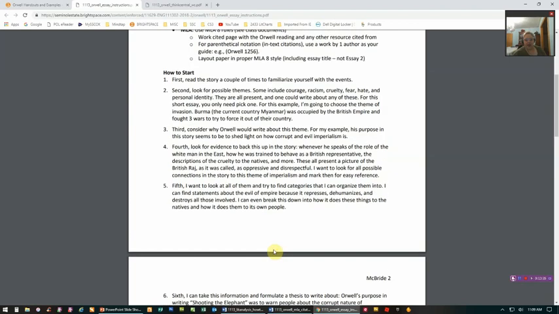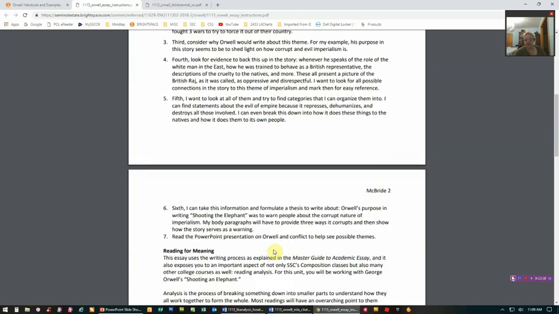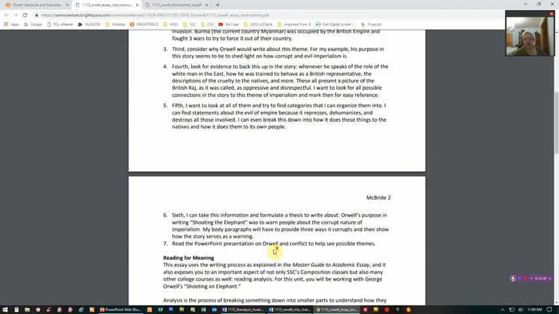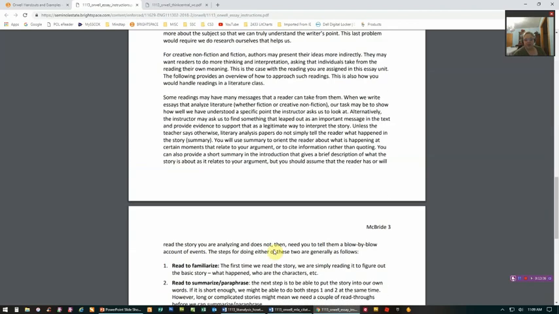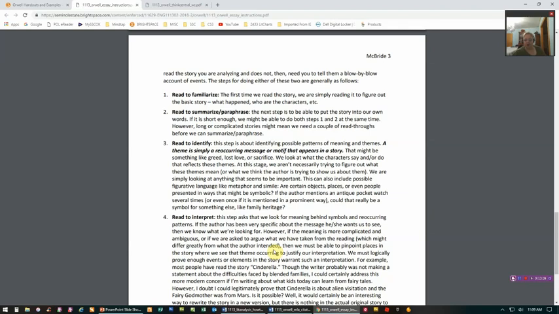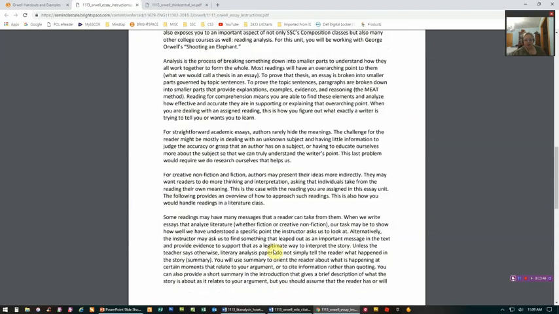And so again, how to start is this section right here is more about what to do specifically with this story, right? And then that last part right there is, in general, what do you do with any story? Okay, so again, look at them as those ways.